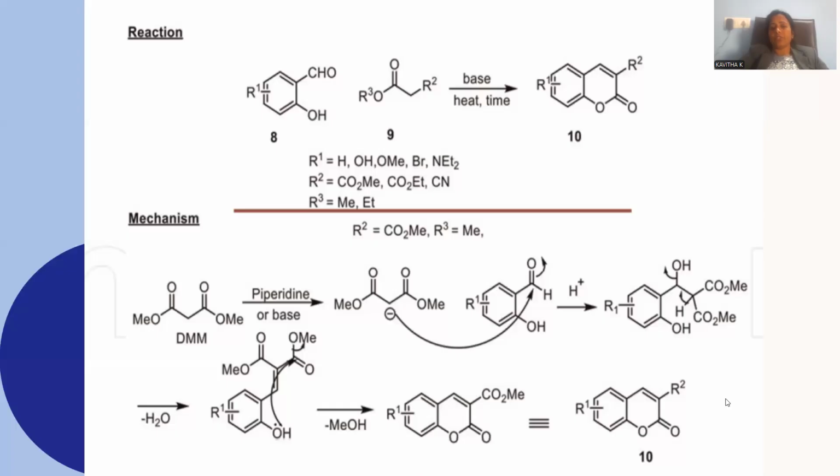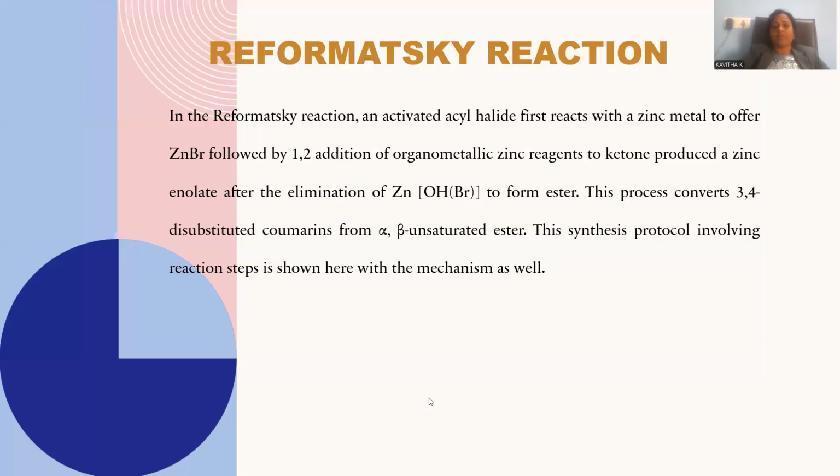In order to achieve this reaction, one component is salicylaldehyde, another is the ester. So in specific, I'm taking this kind of active methylene compound so that the product is expected to be the substituted coumarin. A series of mechanism steps is also provided.